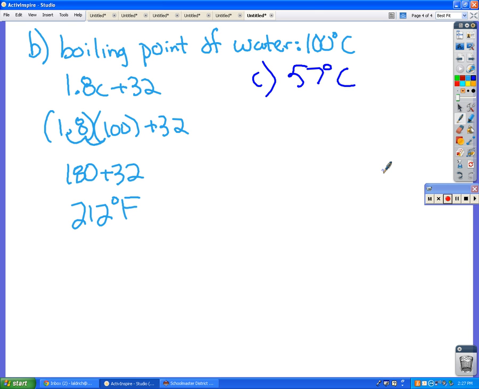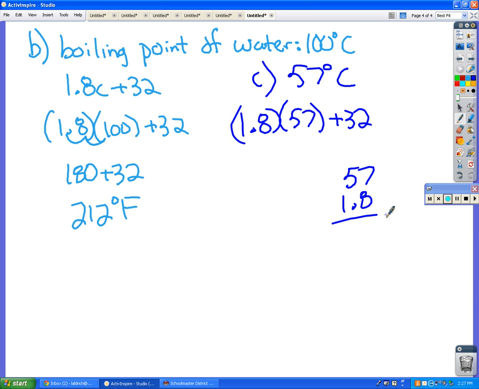You multiply it by 1.8. I multiply it by 1.8. Good, so I have to go 1.8 times 57 plus 32. This multiplication is a little bit trickier, so we'll do this off to the side. 8 times 7 is 56. So I write down the 6 and I carry 5. 8 times 5 is 40, and then I have to add the 5 onto there, which is 45.